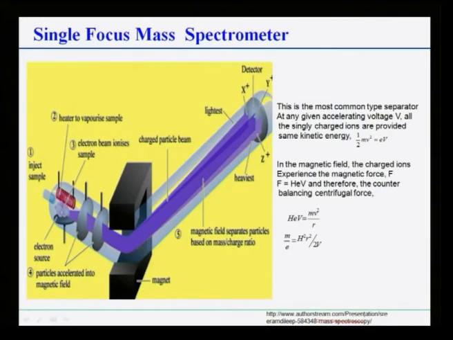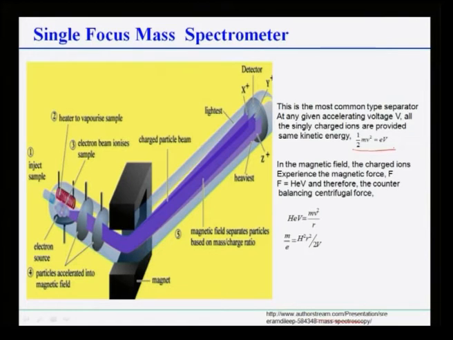At any given accelerating voltage V, suppose, all the singly charged ions are provided some kinetic energy. That is given by the electronic charge e multiplied by the accelerating voltage V, which must be equal to the kinetic energy of the charged pieces, that is half mv square.